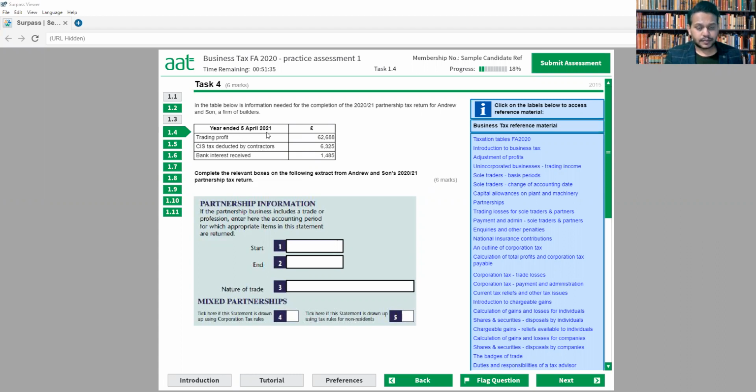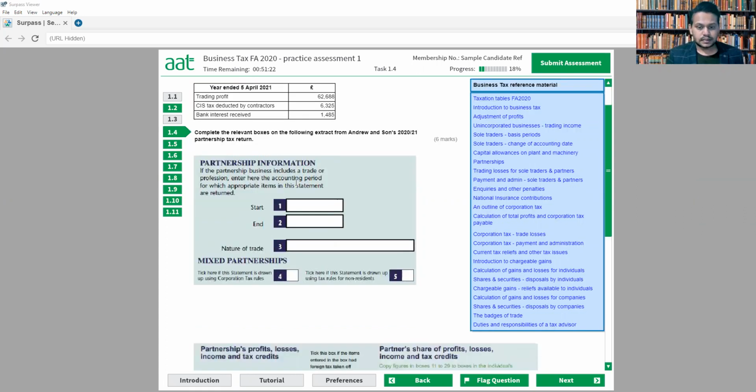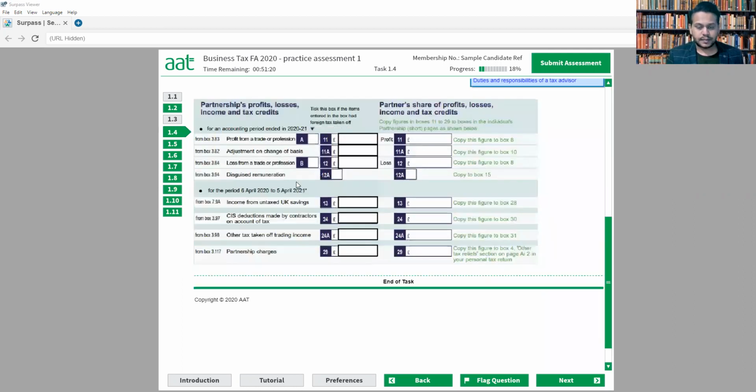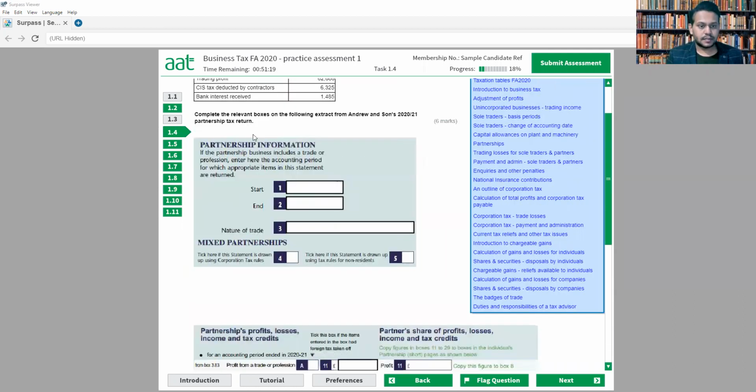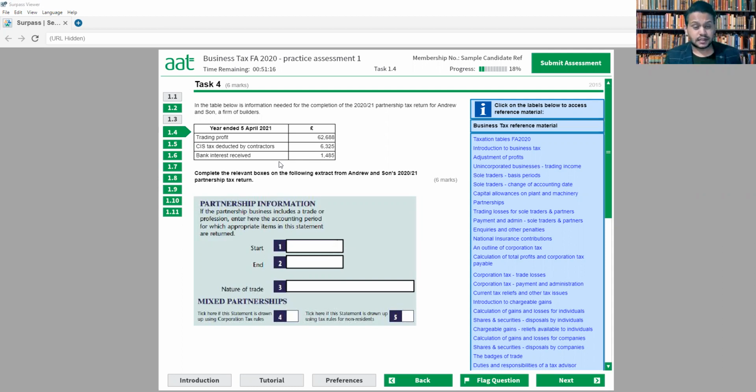Year ended 5th of April 2021. Then we have a trading profit. We have a CIS tax deduction by the contractor, and we have a bank interest received. Okay, three pieces of information is not a big deal. So not much information we have. You just have to say how much is the trading profit, how much is the deduction, which box we need to include that, and how much is the bank interest, which box we need to deduct that.